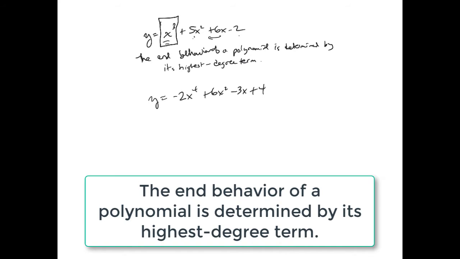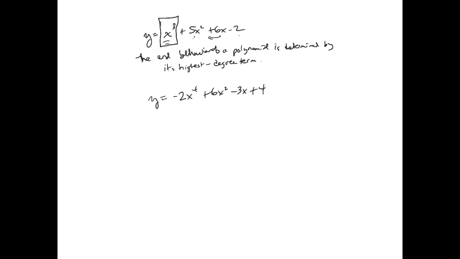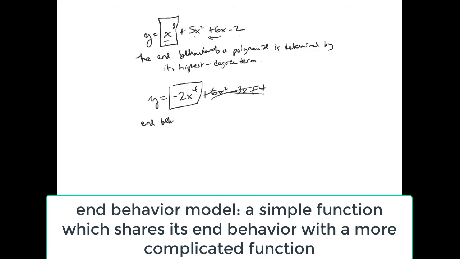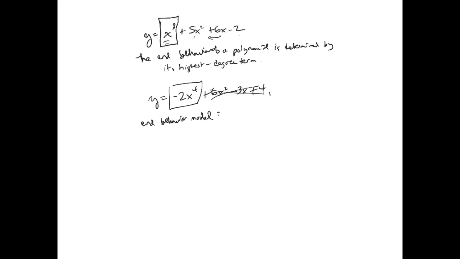So if I had something like this, and I'm asking for end behavior, I would ignore all of this and pay attention to this. Now, this is called an end behavior model. An end behavior model is a simple function that shares its end behaviors with a more complicated function. So the end behavior model for this polynomial would be negative 2x to the fourth.